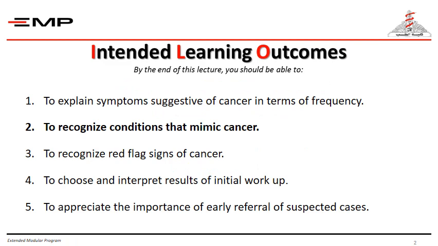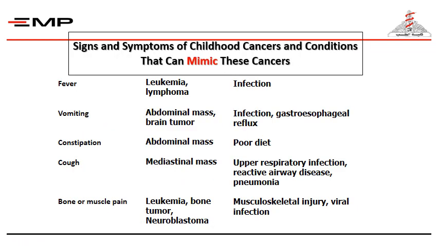At this point, the first intended learning outcome was covered. Now it's time to cover the second intended learning outcome, which is to recognize the conditions that mimic cancer, or that are like cancer at presentation.